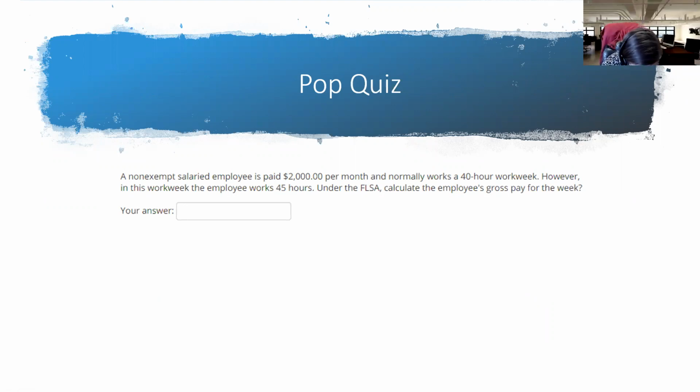A non-exempt salaried employee is paid $2,000 per month and normally works 40 hours per work week. In this work week, the employee works 45 hours. Under the FLSA, calculate the employee's gross pay for the week. So they're non-exempt and they're salaried and they get $2,000 per month and they normally work 40 hours a week.